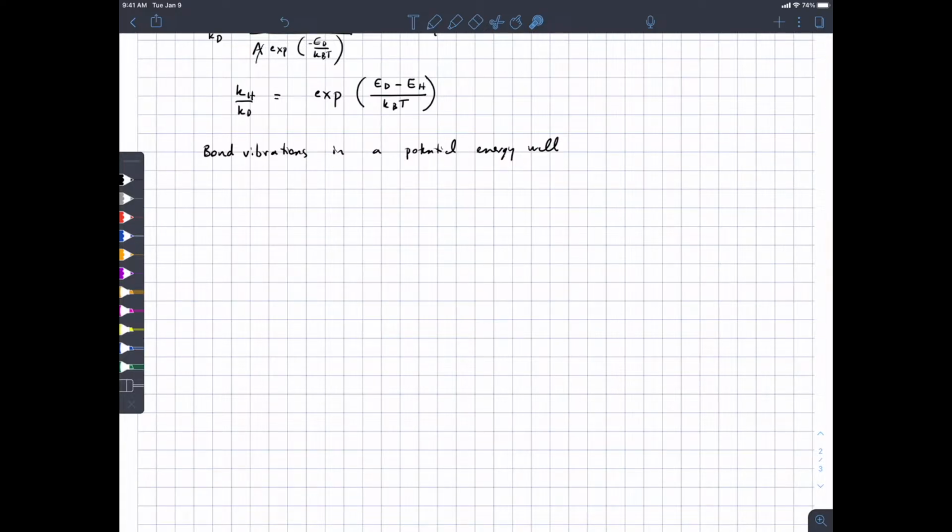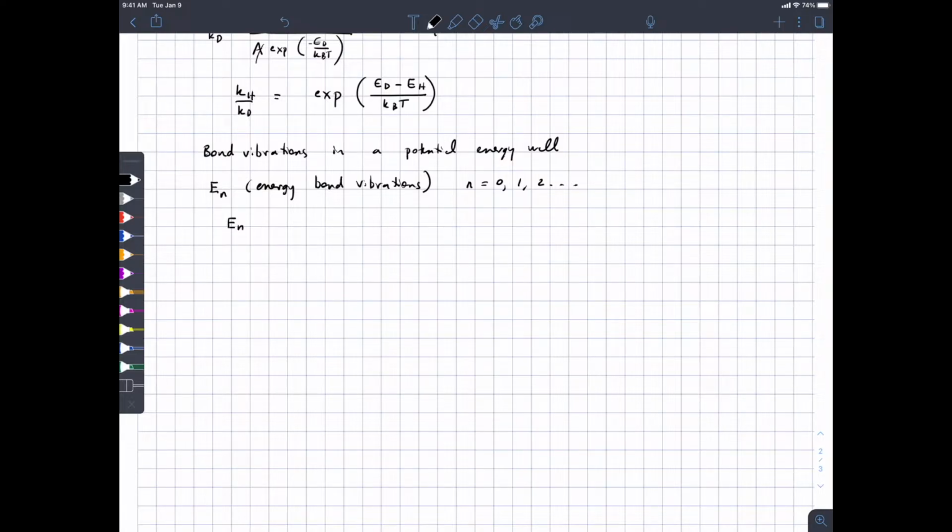So if you have a particular bond vibration, we're going to let this E equal the vibrational energy of one of the quantized bond vibrations, where n is an integer: 0, 1, 2, etc. That's the quantum number for a vibration. Individual bonds have lots of vibrational modes. We're just talking about one of them for now.